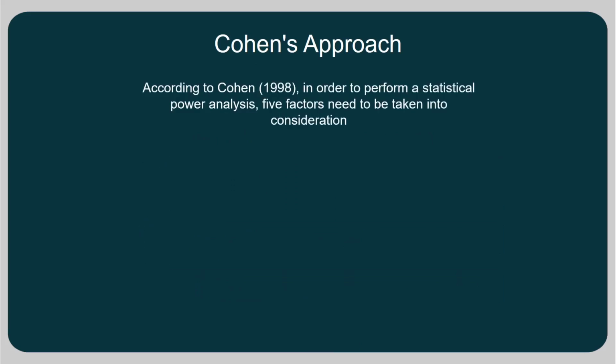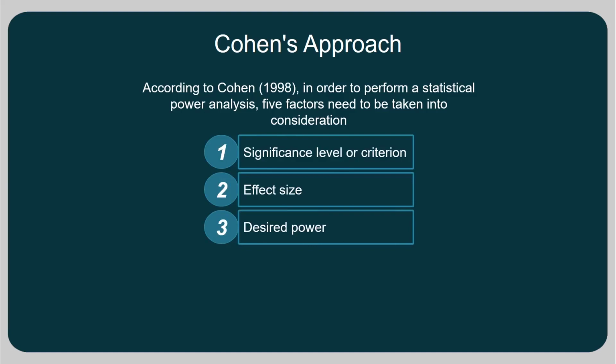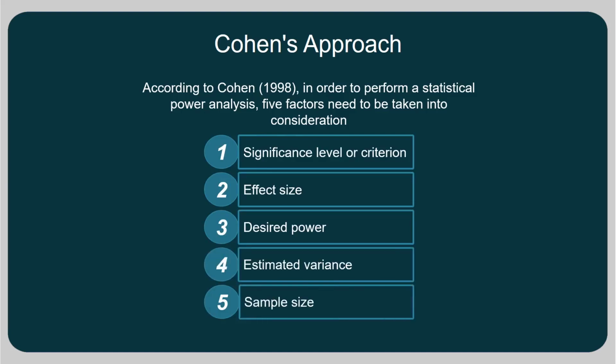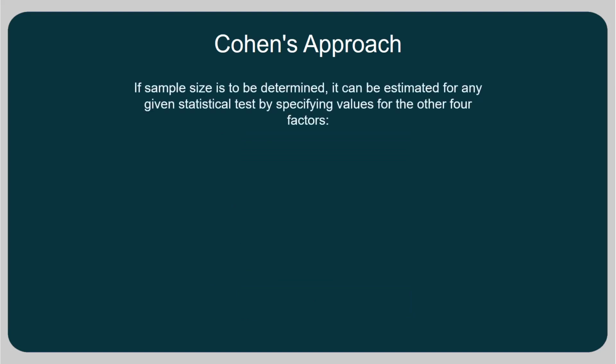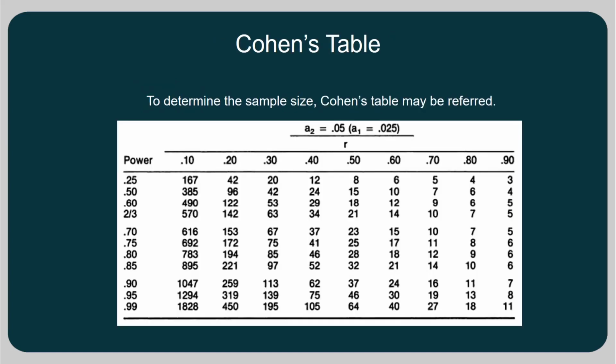In addition to these qualitative factors, statistical approaches are also followed to determine sample size. One of the most popular approaches is Cohen's approach. According to Cohen, in the year 1998, in order to perform a statistical power analysis, 5 factors need to be taken into consideration. Number 1, significance level of criterion. Number 2, effect size. Number 3, desired power. Number 4, estimated variance. Number 5, sample size. If sample size is to be determined, it can be estimated for any given statistical test by specifying values for the other 4 factors, that is, significance level, effect size, desired power and estimated variance. To determine the sample size, Cohen's table may be referred to.